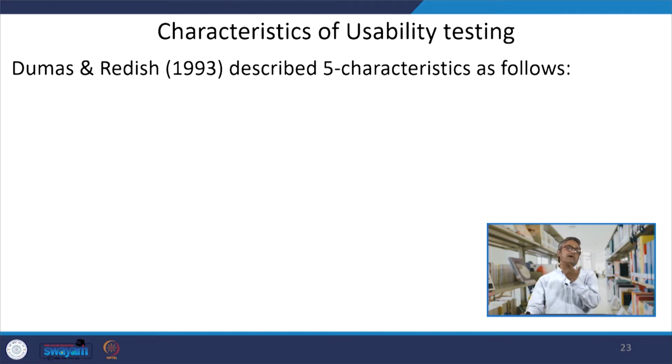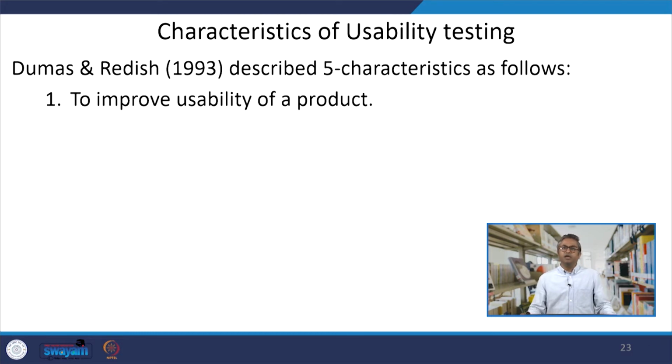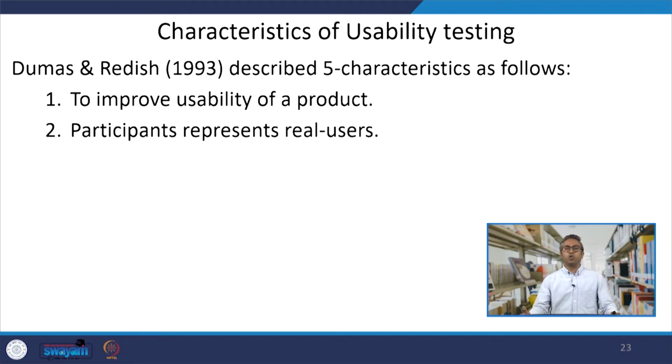Some characteristics are there in usability testing. What are these characteristics? Dumas and Redish in 1993 proposed 5 characteristics. The first characteristic is that it is to improve the usability of a product. A product is there and the usability testing tries to improve the quality of the existing product. It also ensures that the participants we are using in the usability testing are our real users.